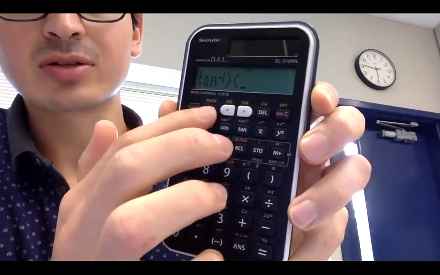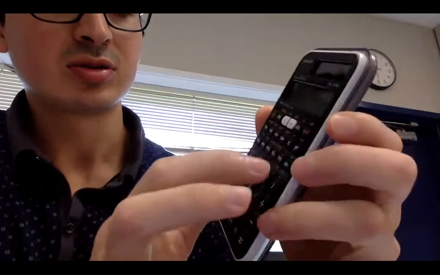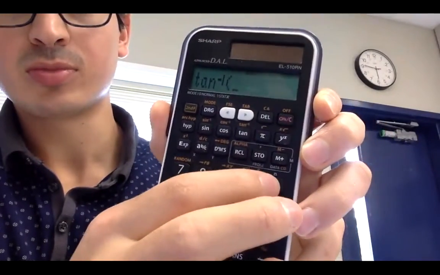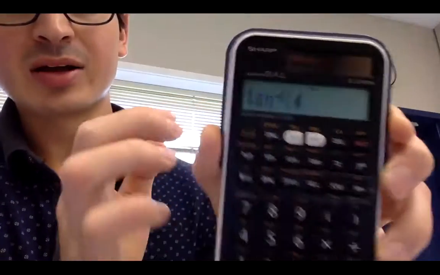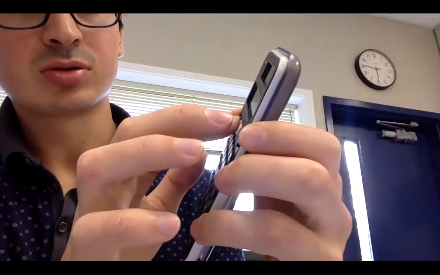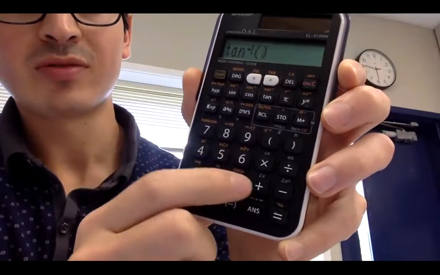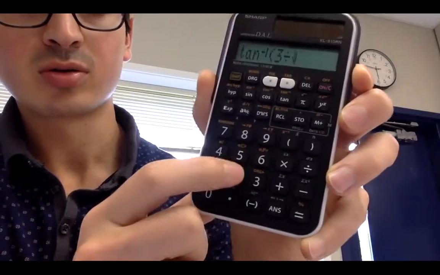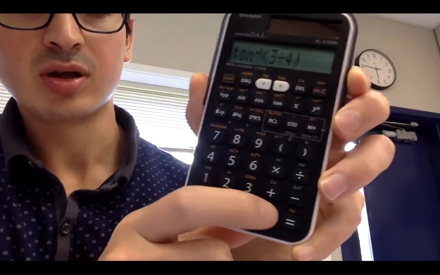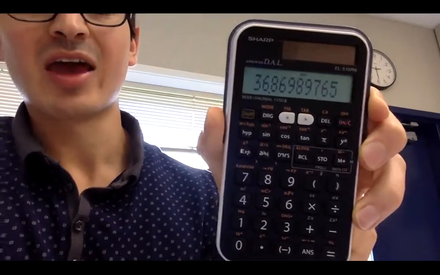Because it's a fraction, I'm going to put brackets. Oops, I did it backwards. How do I delete? Okay, so we'll do brackets. And then in the brackets, oh shoot, is that right? No, I mean that's right. In the brackets, we're going to put 3 divided by 4, equals, and then we're given our angle of 36.9 degrees.